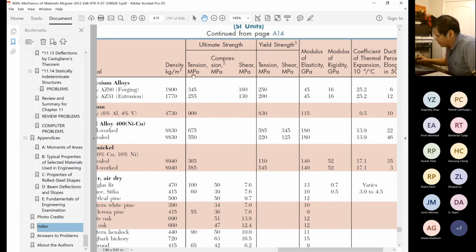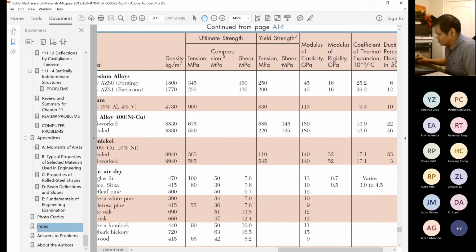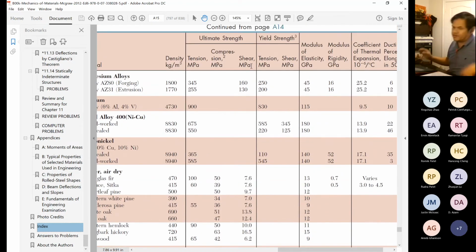So what you can see is they quote ultimate strength in tension, in compression, or in shear. So if your structure is in tension, you look at this property over here. If it's in compression, or if it's in shear. And what I like about this book, they also give you yield strength, in tension and in shear, right? So it is separated because it's all carried out in one direction only.